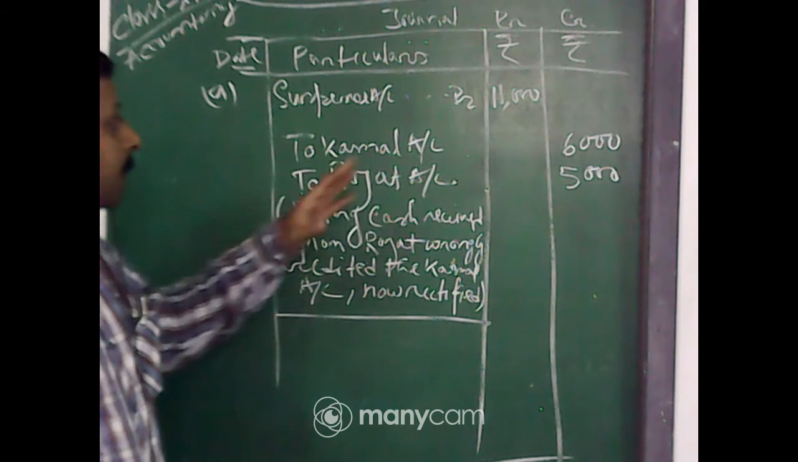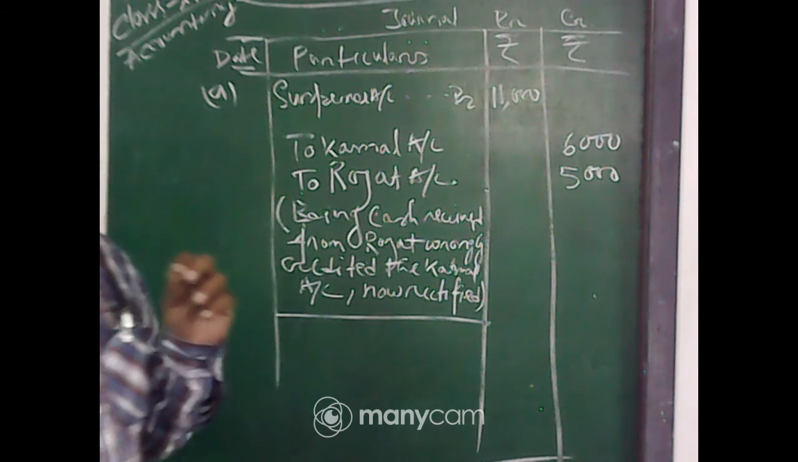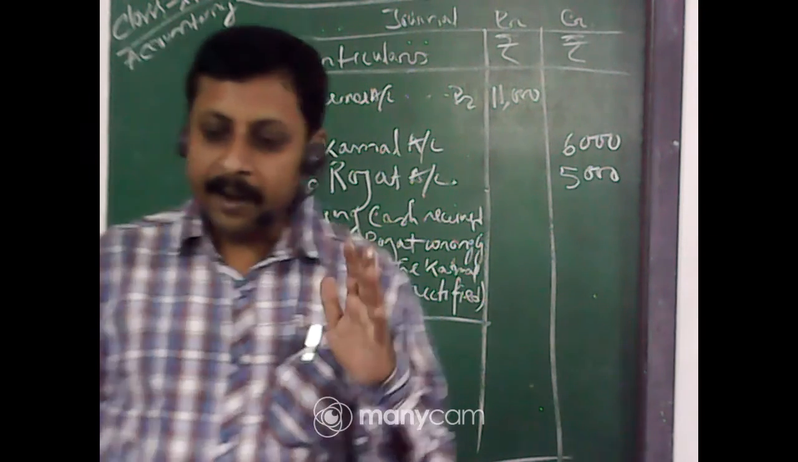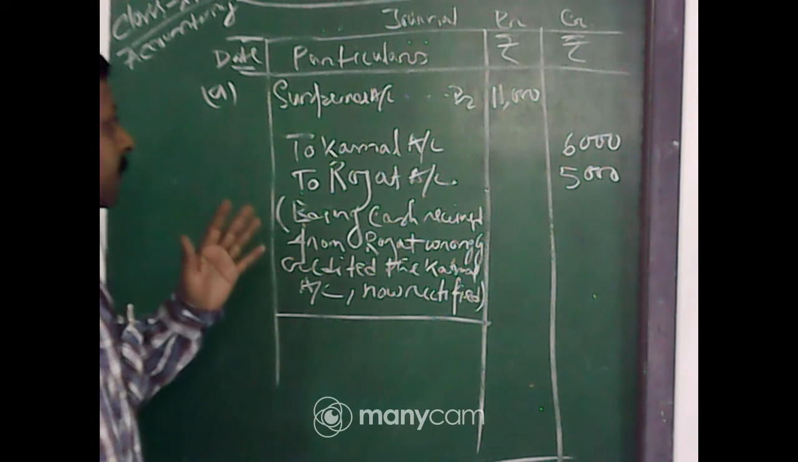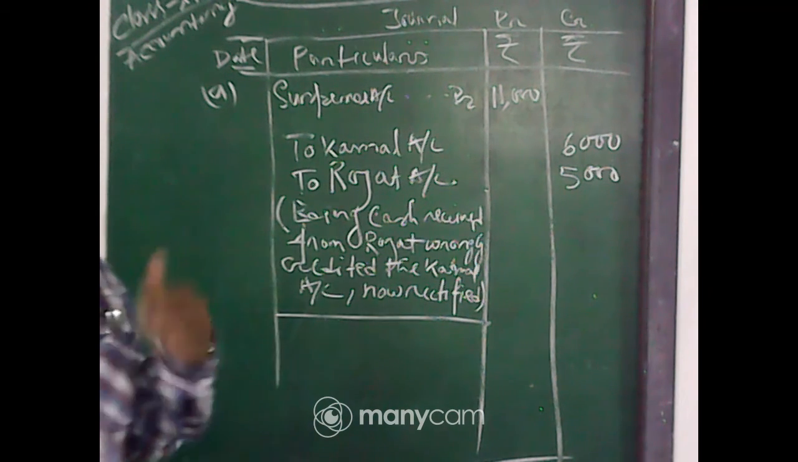So what is the amount? 5,000. But the debit side, cash, is already rightly posted, so there is no wrongness in the cash account, cash received, because in the wrong entry and the right entry it is debited.